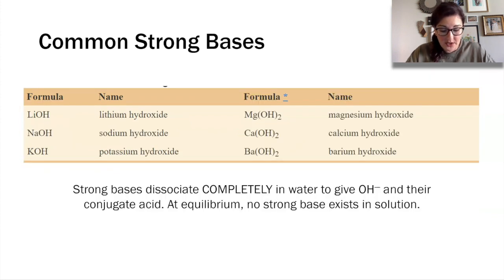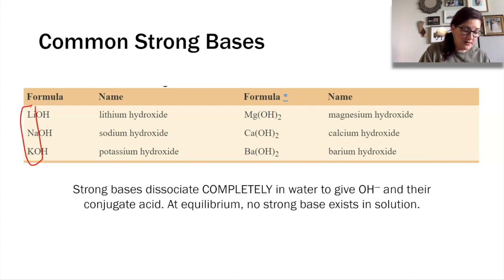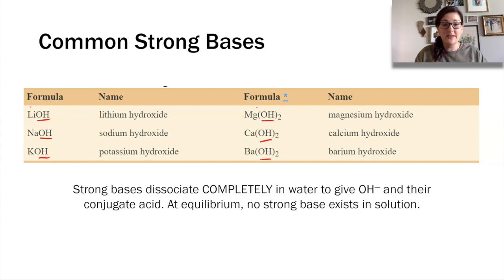So just to continue with that, some strong bases. The way that we can identify strong bases, what do you notice is common in all of these strong bases? Well, you notice they're all group 1 or group 2 on the periodic table, hydroxide salts, right? So they all have hydroxide. So these are ionic compounds.